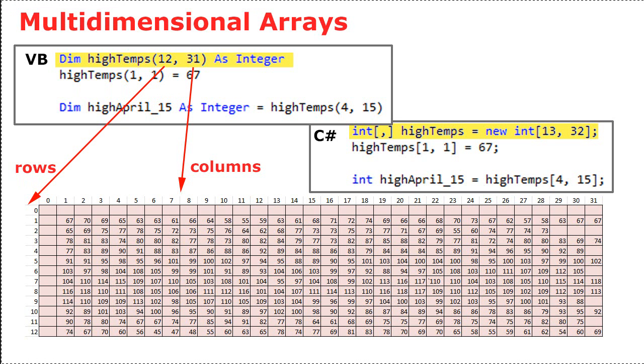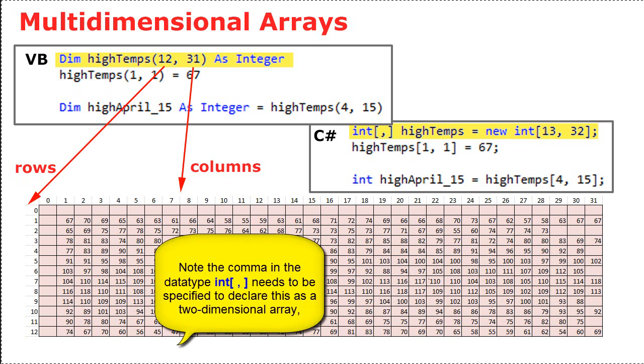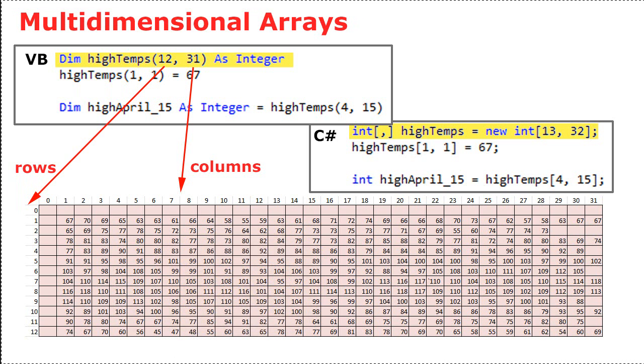Keeping with the previous example where we ignored element 0, I'm going to ignore row 0 and column 0. So the data now for January 1st, the value would be 67 placed into high temps 1, 1. The first number is the rows, the second number is the columns. Same thing in C#. Remember in C# though, that last number declared in the declaration statement for our array is how many elements, and not the index number of the last element. So we're going to do 13, 32.